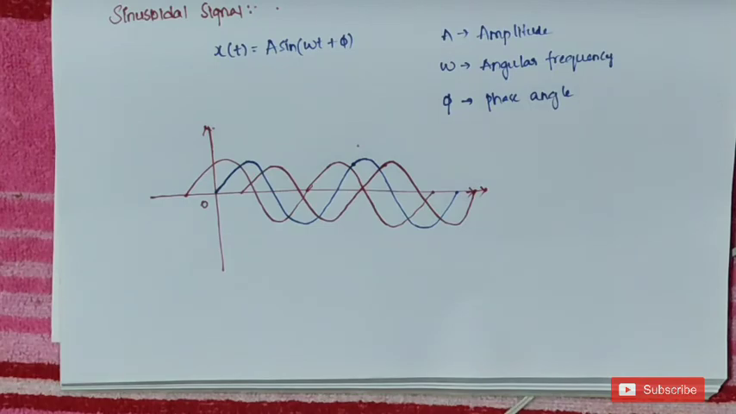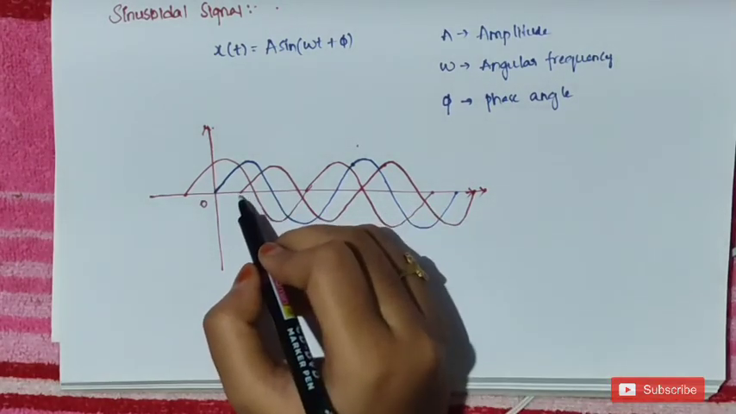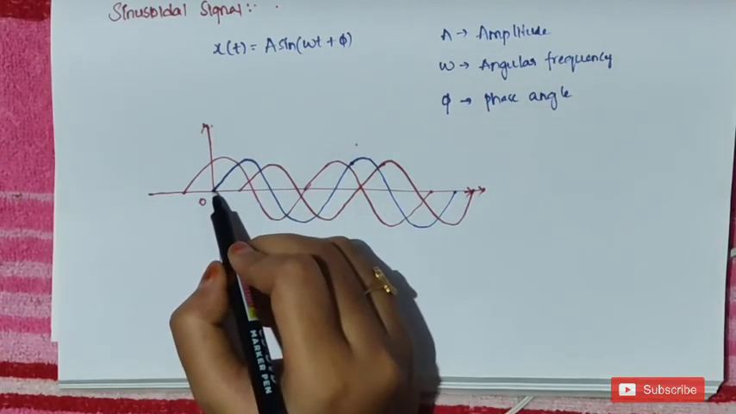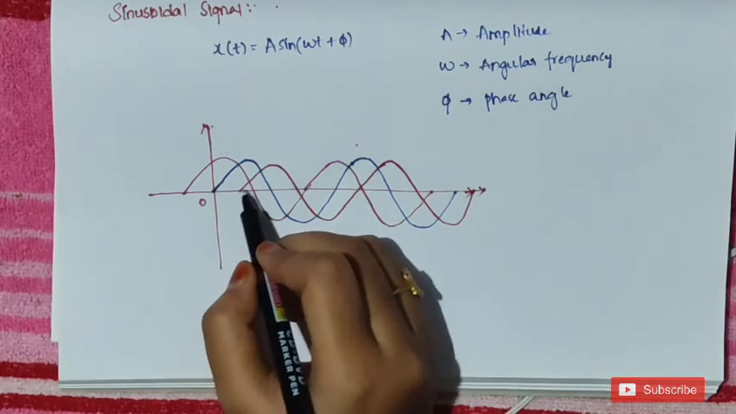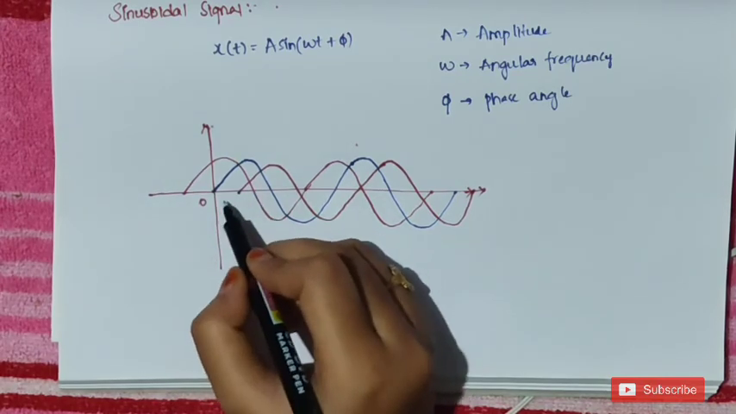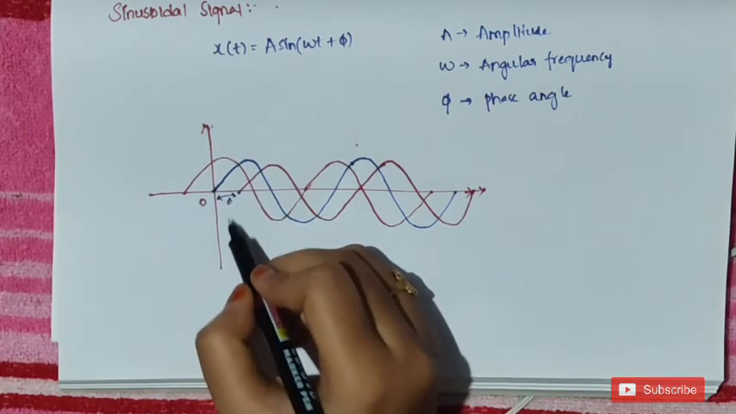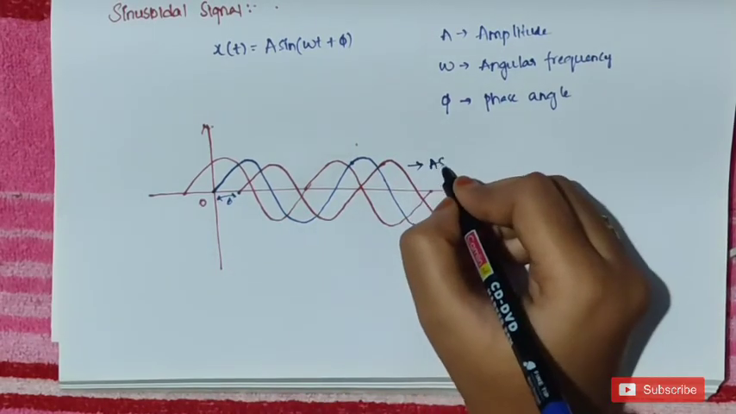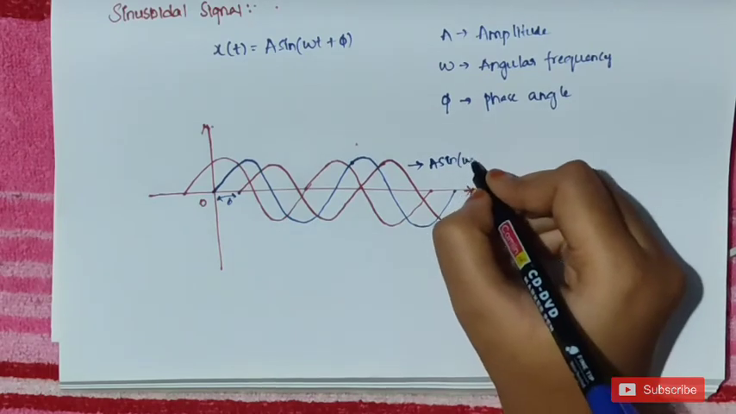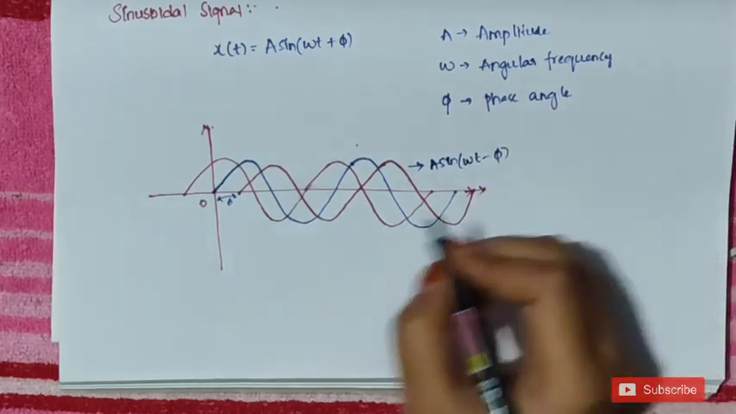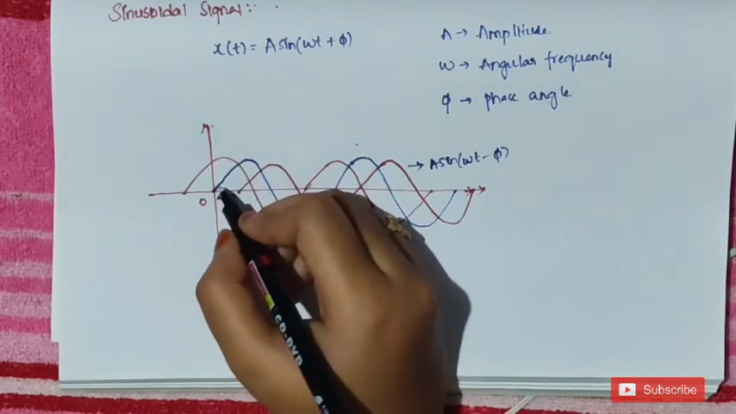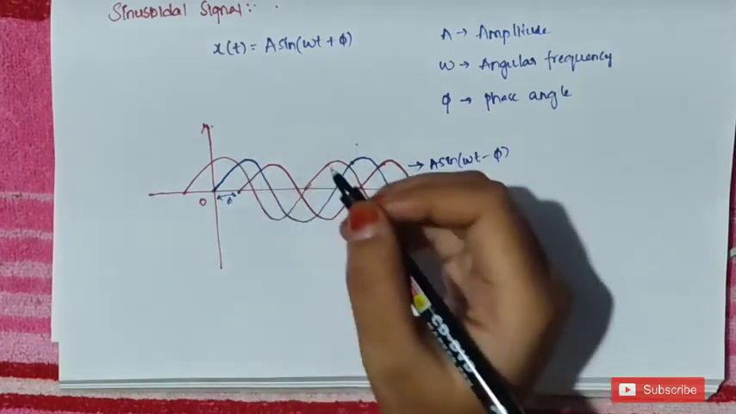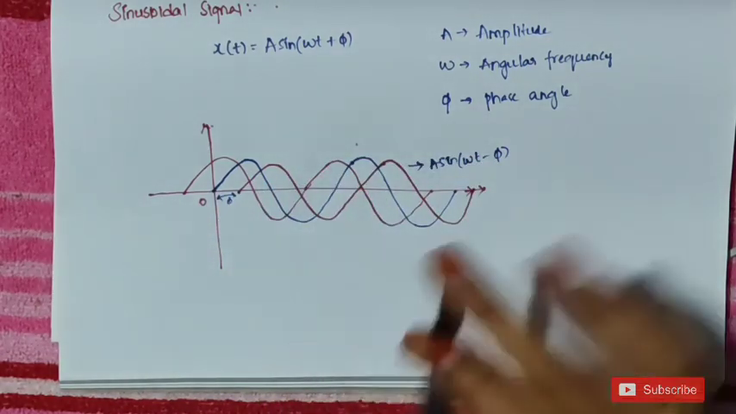Now let us see this. Here this signal is starting somewhat late. Actually the signal should start at 0, but it is delayed. It is starting late with a phase angle phi. So it can be written as A sin of omega t minus phi. Here this is the correct signal starting at 0, so it is A sin omega t.